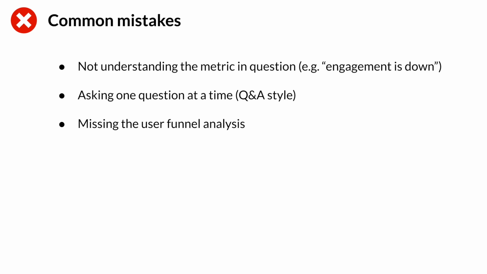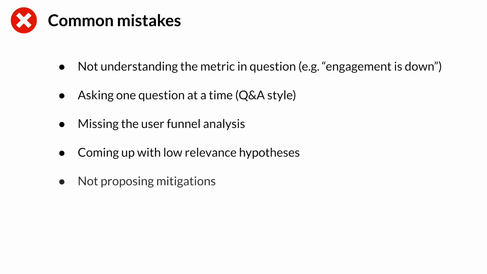This means you have to come up with a much wider range of possible root causes because you did not eliminate any of them. Next problem I see often is when people start listing prepared root causes that are not specific to the problem at hand. I call these low relevance hypotheses. You need to be able to adjust your framework based on the information you receive. And not proposing any solutions or mitigations to the problem you identified. Another common mistake. Strong candidates proactively come up with an action plan to navigate the situation.